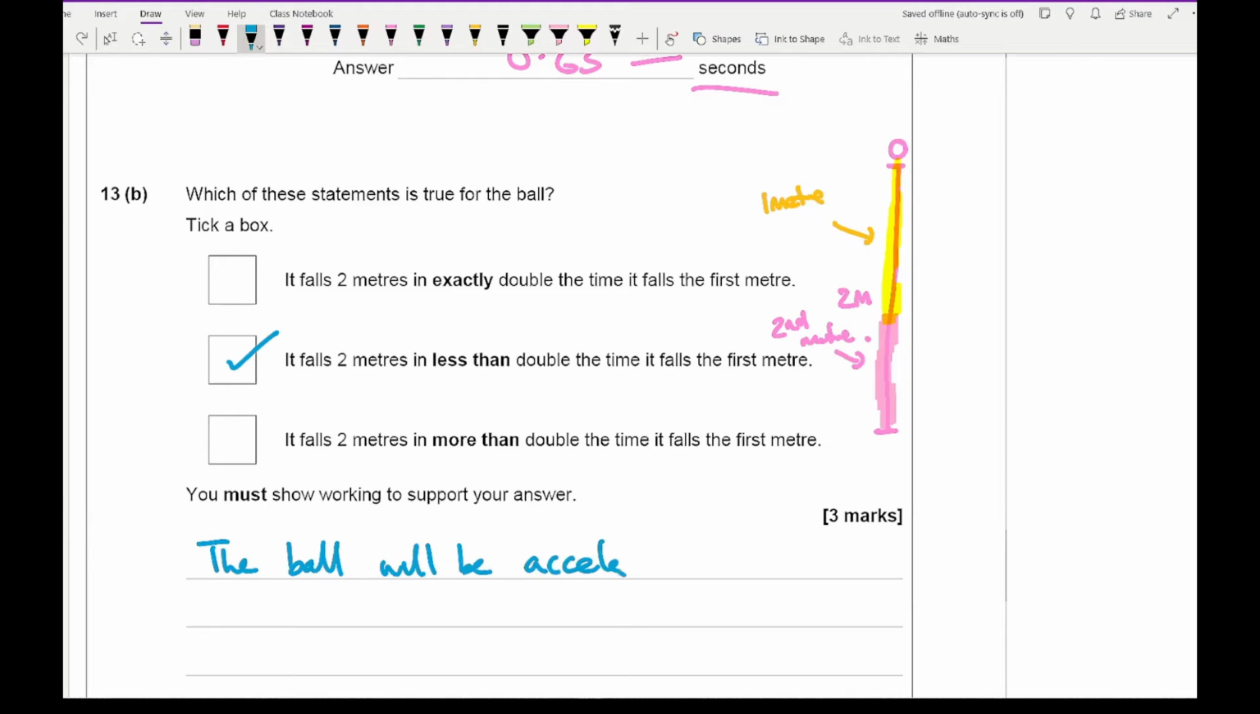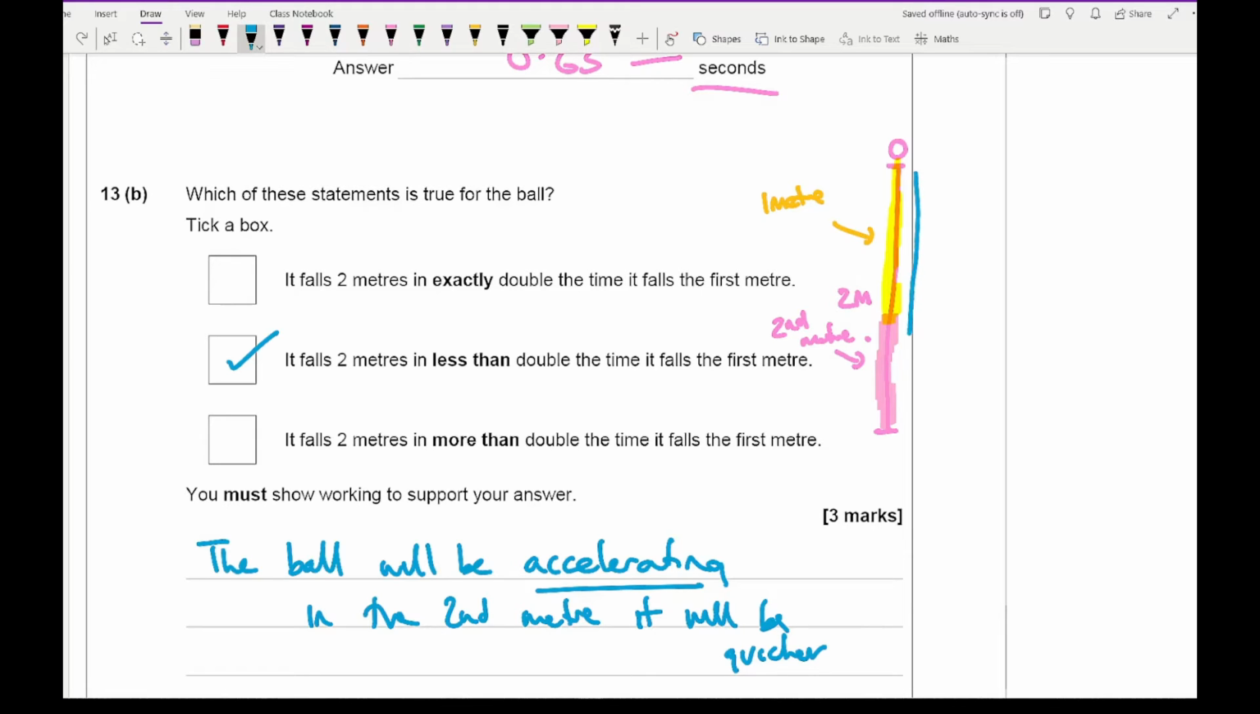accelerating. It's really important that you do include that word, acceleration or accelerating. So therefore the ball will take, in the second meter, it will be quicker. Because you think that when the ball starts from 0, as it goes on, it's going to get quicker and quicker and quicker, because obviously gravity then starts taking over.